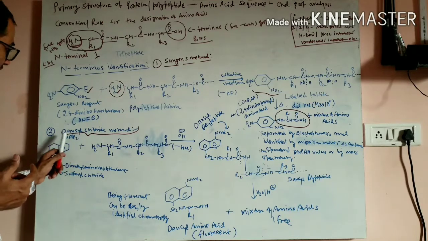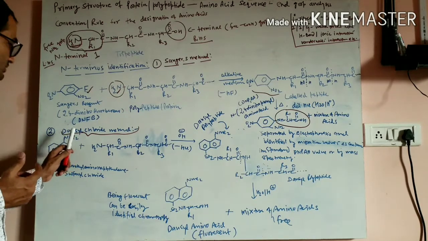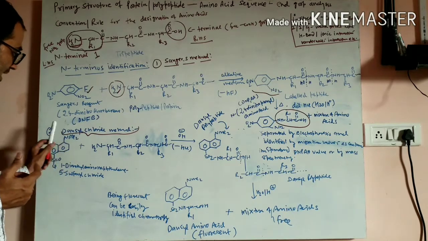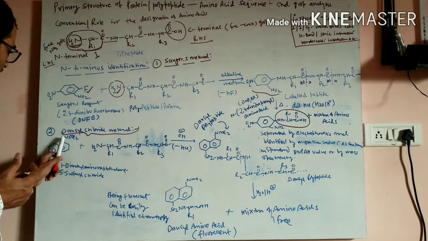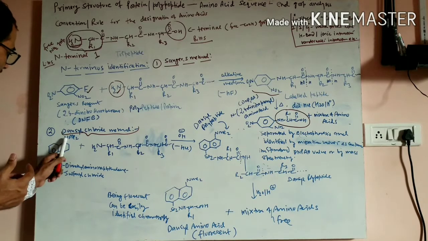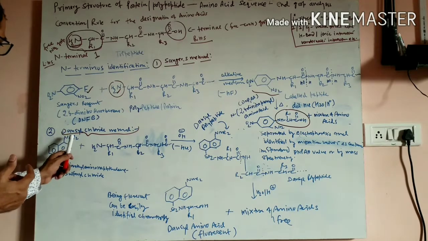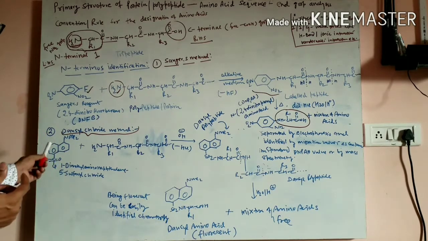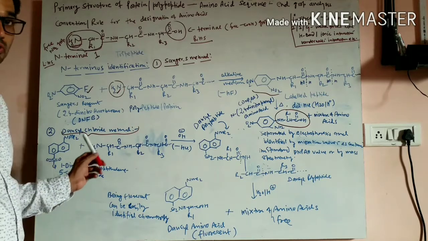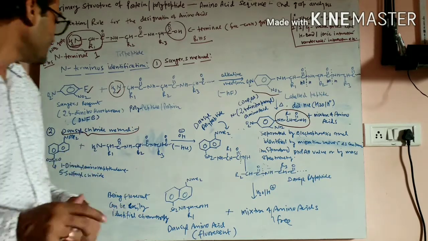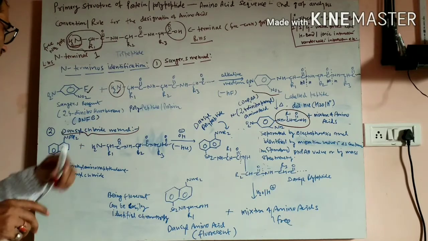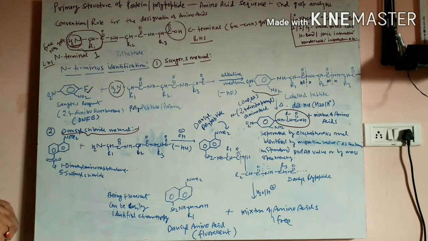This is 1-dimethylamino, NMe2, dimethylamino naphthalene, because this is the first position of naphthalene. That's why this is 1-dimethylamino naphthalene, and this is the fifth position, 5-sulfonyl chloride. So 1-dimethylaminonaphthalene-5-sulfonyl chloride is called dansyl chloride. This reagent is known as dansyl reagent or dansyl chloride.